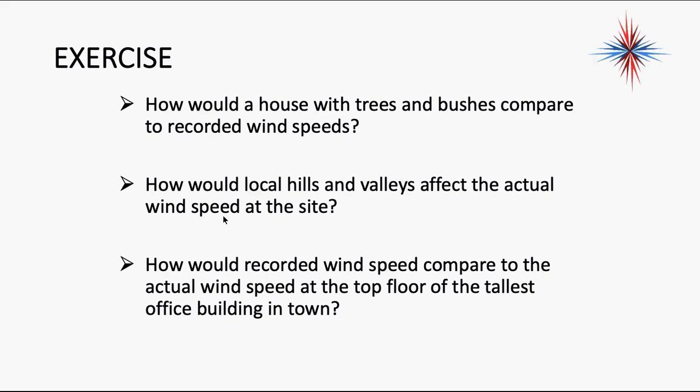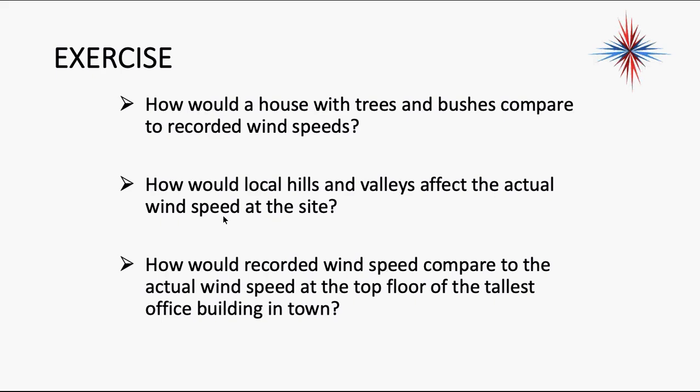How would a house with trees and bushes compare to recorded wind speeds? A house that has trees and bushes is going to have wind breaks. The house is going to get less wind on it, until the tree blows over, because there's a break in the wind. How would local hills and valleys affect the actual wind speed at a site? Same thing. You have wind breaks. Especially if you're at the top of a hill, you're going to get all the wind. If you're in a valley, you're going to get less wind.